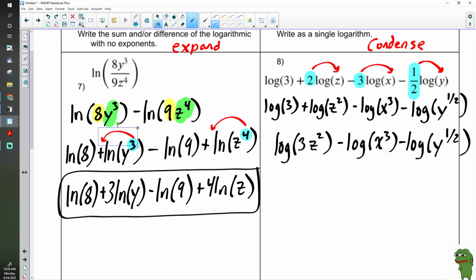Okay, now let's start dealing with our minuses. What's going to happen with these two? They're being subtracted, so they're going to become a fraction. These just push together and become a fraction. They're being subtracted, so we just put them back as division. These become 1. Log 3z squared over x to the third.